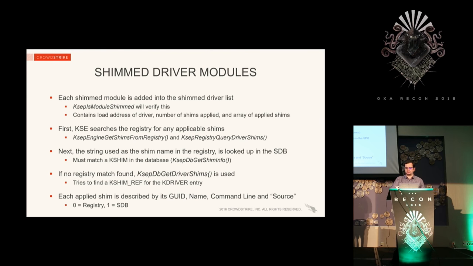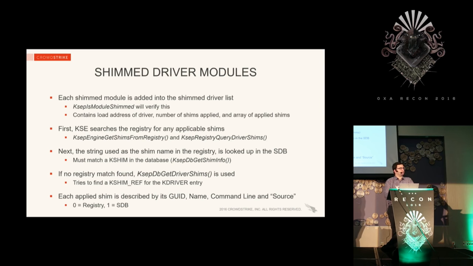If you're not already shimmed, then we're going to search the registry to see if there are any applicable shims for your driver. We're going to see how the registry allows you to shim a driver. This happens with KsepEngineGetShimsFromRegistry and KsepRegistryQueryDriverShims. Now, if the registry says that you have a shim called foobar registered for this driver, we're going to look in the SDB, the database, to see whether there is a shim called foobar. The database actually has to define all possible shims. A shim then has a shim descriptor called a KSHIM, which tells us the name of the shim, the GUID of the shim, and the module that should be providing the shim, so the driver that's actually going to be doing that.